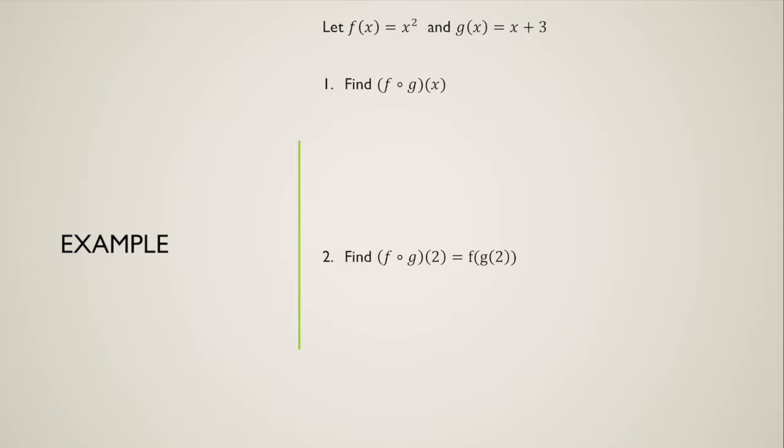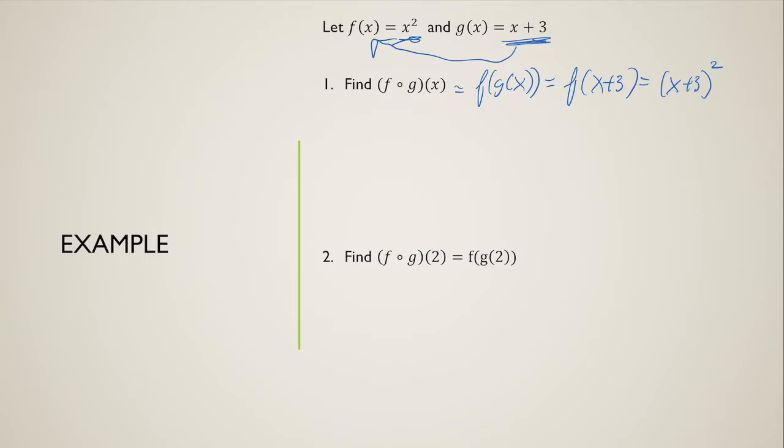So let's go ahead and compose some functions. I have f of x is x squared and g of x is x plus 3. What I want to do is find f of g of x. So basically, I'm going to substitute g of x in for x in f. So if I have f of x plus 3, well, my f function is just x squared. So that would be x plus 3 squared. And we're going to FOIL this out.